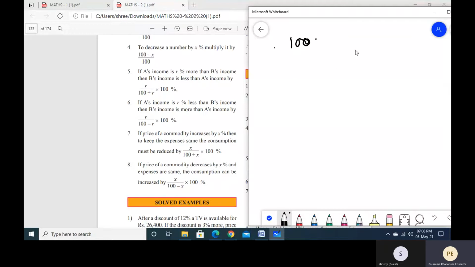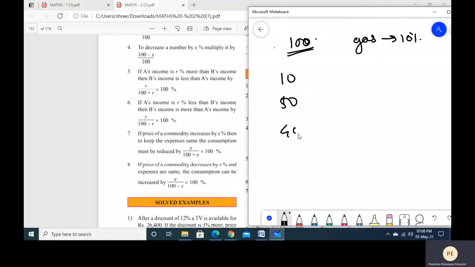Let's suppose one of them, let's say the gas, has increased by 10%. We spend only 100 rupees in a month, but now the gas has increased by 10%. What we want is to spend only 100 rupees. So for that, we have to decrease one of the expenses by some amount. Let's say the expenses are 10, 50, 40 rupees for A, B, C.